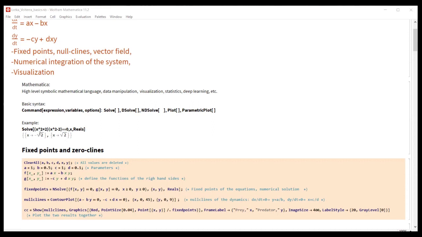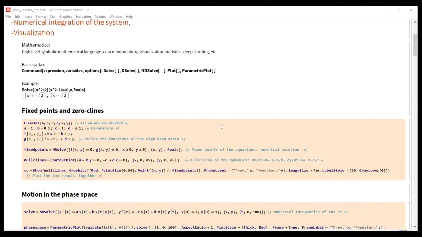As a very simple example, consider the equation (x squared plus 2)(x squared minus 2) equals 0. The double equal mark means that you have to solve this equation for variable x, and you consider only the real solutions. If you run this command, you will get the 2 solutions of this system. So it's a very simple example.